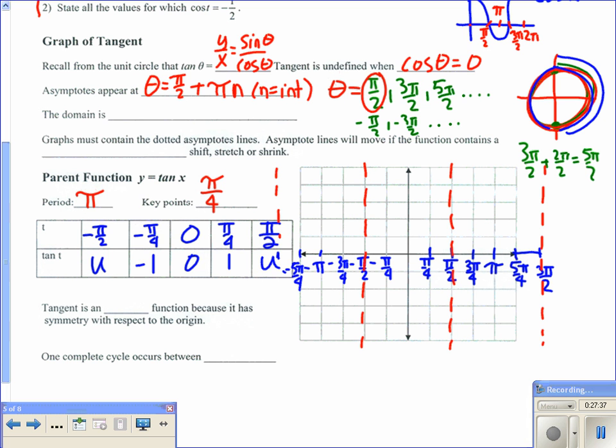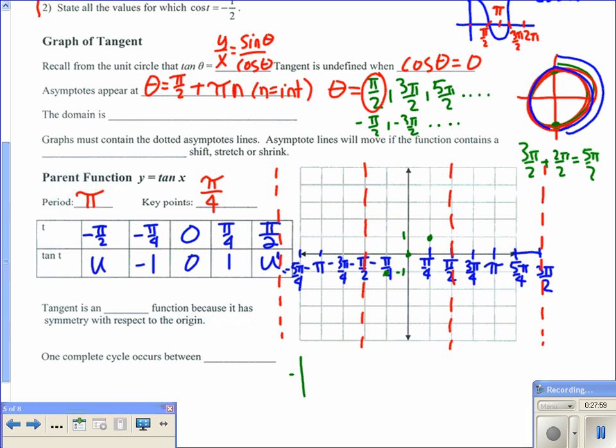And then, of course, I have one out here at negative 3 pi over 2. So for my graph, if I start at pi over 4, I have a value of 1. The tangent of 0 is 0. The tangent of negative pi over 4 is negative 1. So I should label this 1 and negative 1. So my graph, I know, has these points connected. Now I need to figure out how the rest of it goes.